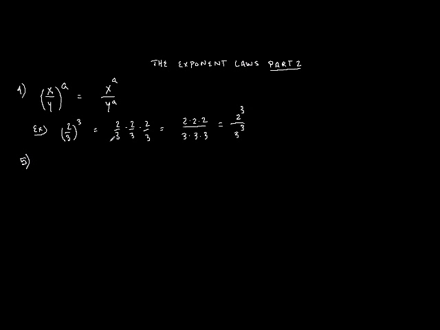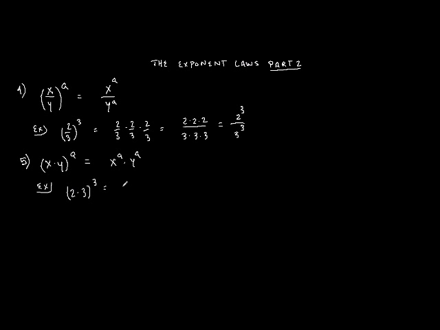Rule number 5 is distribution again. If I have x times y to the power of a, this is the same thing as saying x to the a times y to the a. And my example of this is 2 times 3 to the power of 3.